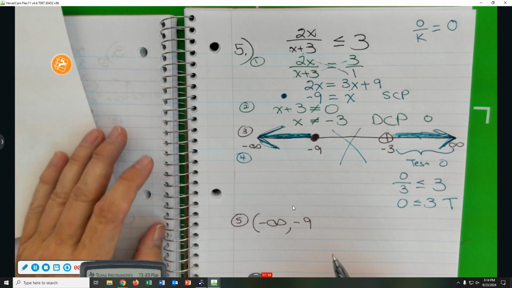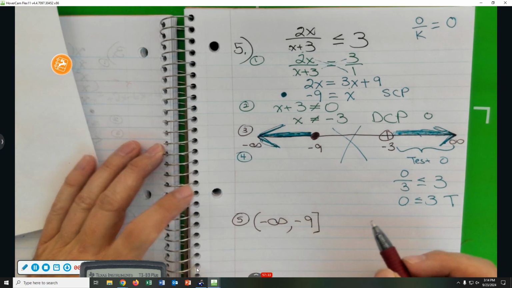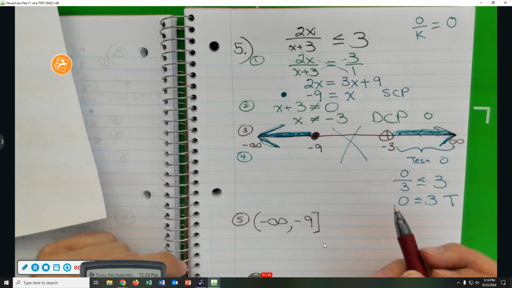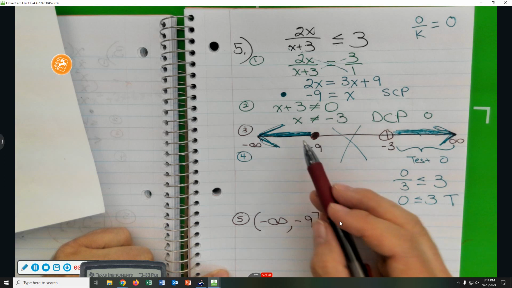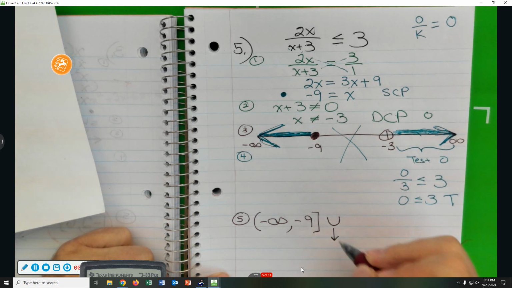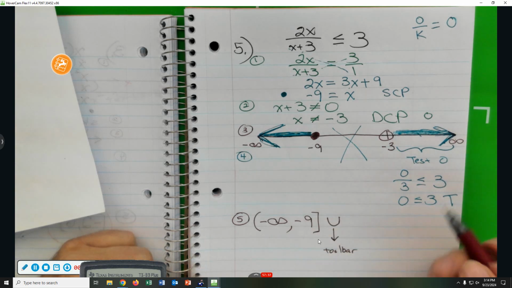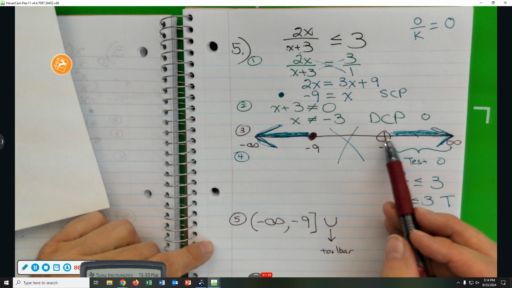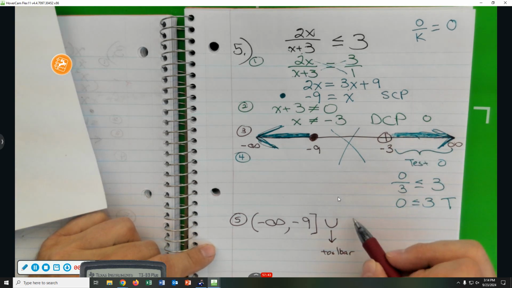What's going to go after the -9? A bracket. And then what are you going to have to type when you have more than one? Okay, when you have more than one interval in the solution, you type that little U, and once again, that comes from the toolbar. Call it out as if you were typing it in. What's the first thing you would type for this second interval?